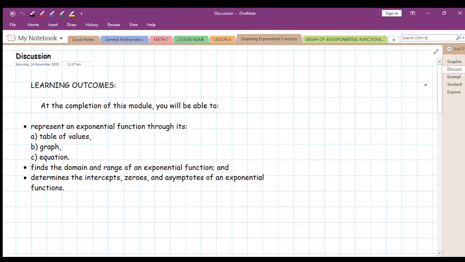Now, at the completion of this video, you will be able to represent an exponential function through its table of values, graph, and equation, and also find the domain and range of an exponential function. You also need to determine the intercept, zeros, and asymptotes of an exponential function. Now, without further ado, let us explore the exponential function and how to graph it.